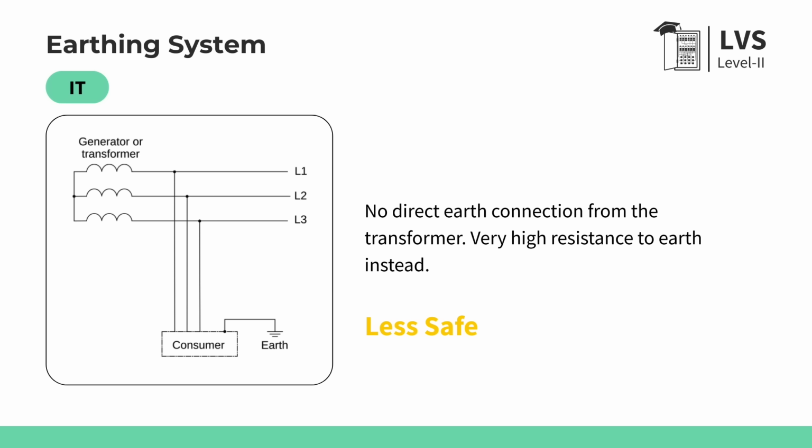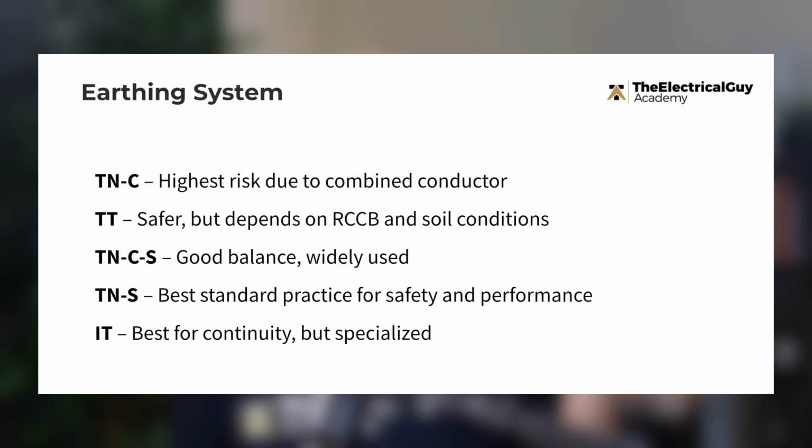So here is the quick comparison. If we rank from the least safe to the most robust system, first is the TNC system, highest risk due to the combined conductor. Then we have TT, safer but depends on RCCB and soil condition. Then we have TNCS, good balance, widely used. Then there is TNS, best standard practice for safety and performance. And then we also talked about the IT system, which is best for continuity but specialized in application.